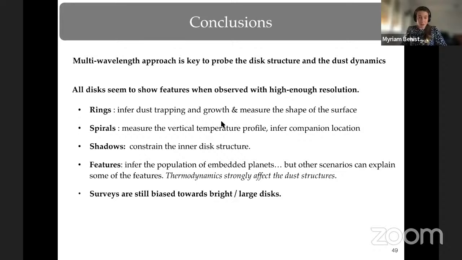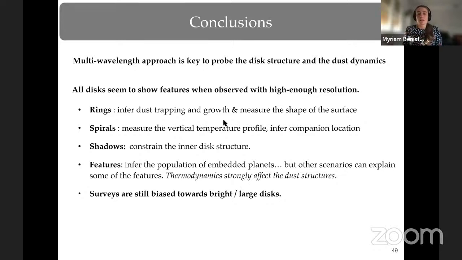So these are the conclusions of my talk: in general, having a multi-wavelength approach is very important to be able to constrain the disk structure and look at the dust dynamics. And if you look with high angular resolution at a bright disk, you will always see substructures from which you can infer very important information on, for example, whether the dust is trapped. The dust can grow to form planetesimals. You can also infer the temperature structure and, in general, whether you have an inner disk that is perturbed or not.